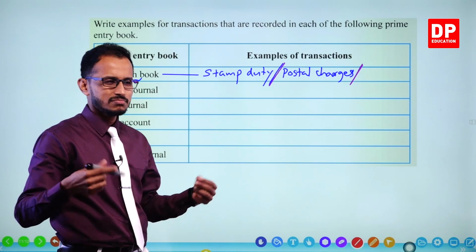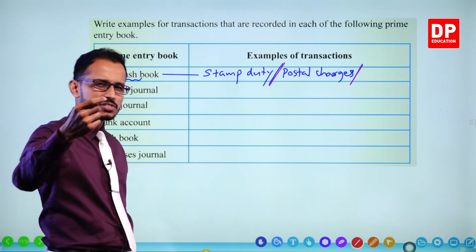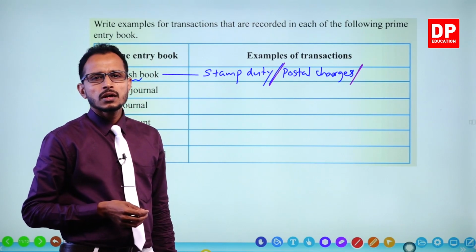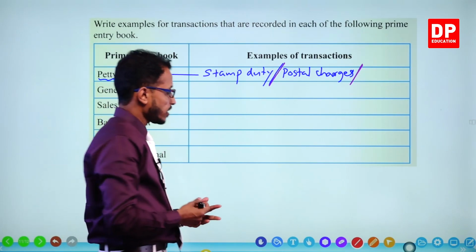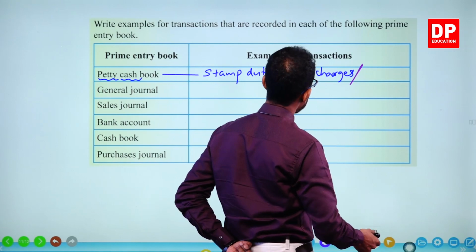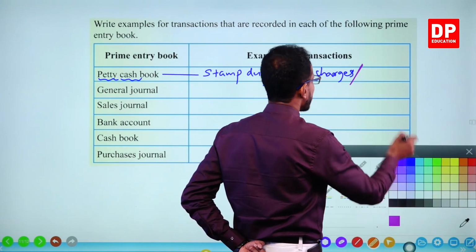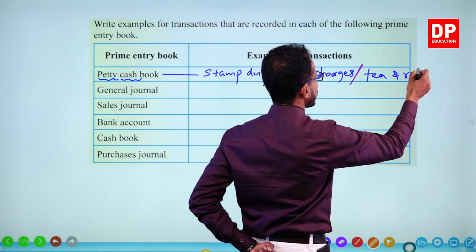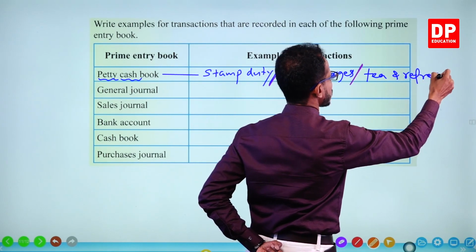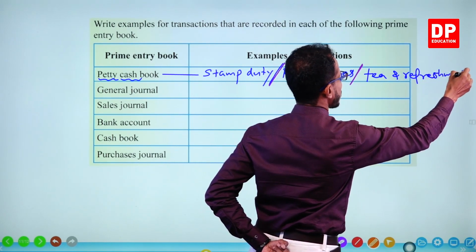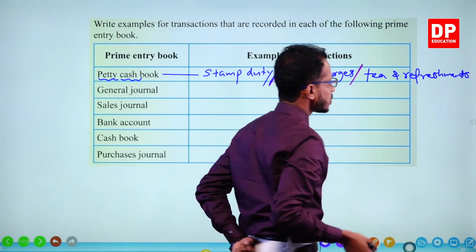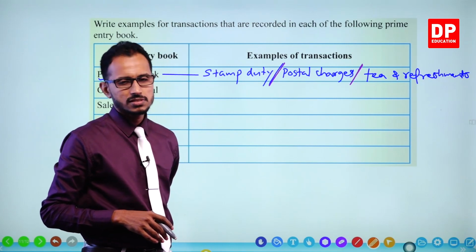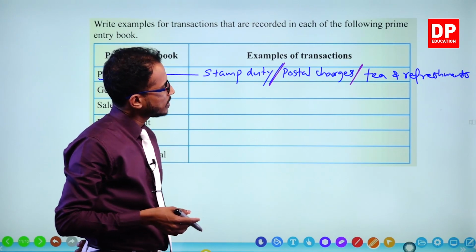Small daily cash payments, which are very small amounts. Tea and refreshments. Okay, good. Tea and refreshments, which means buying a packet of biscuits for the employees. Those type of small daily expenses, tea and refreshments.